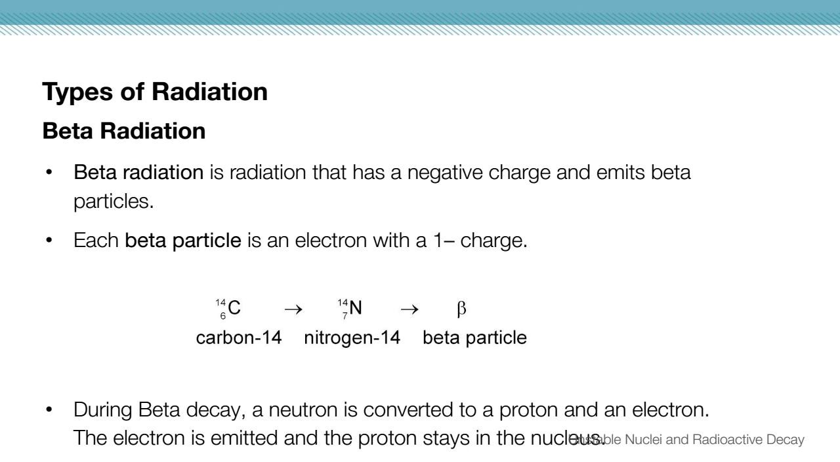So if you look at the equation here, the carbon stays carbon 14 to nitrogen 14 because you didn't change any mass, but you added an extra proton, so that 6 becomes a 7.